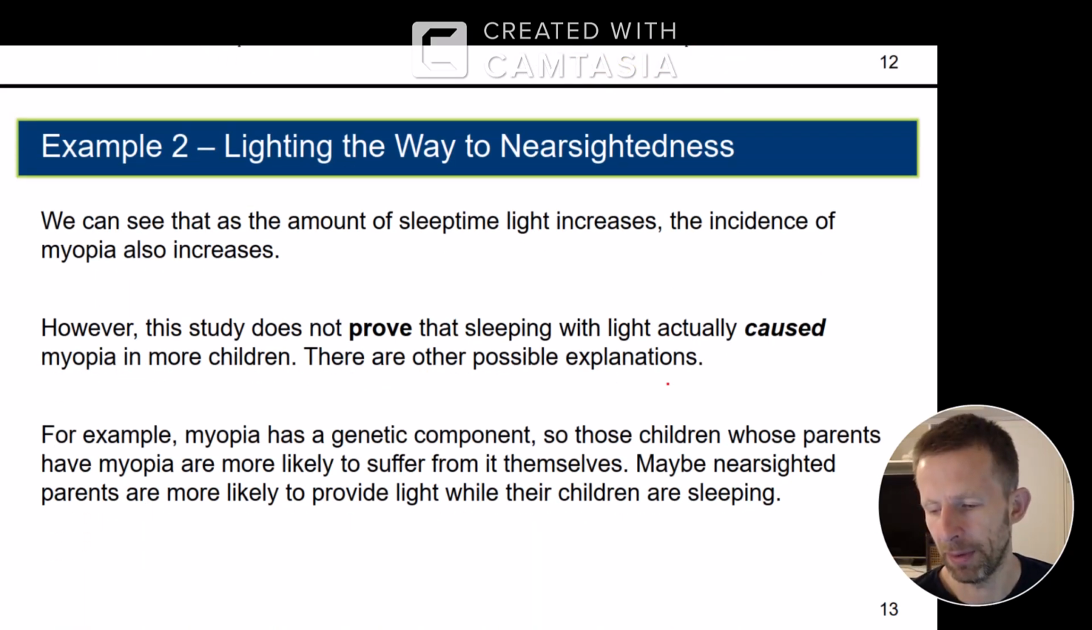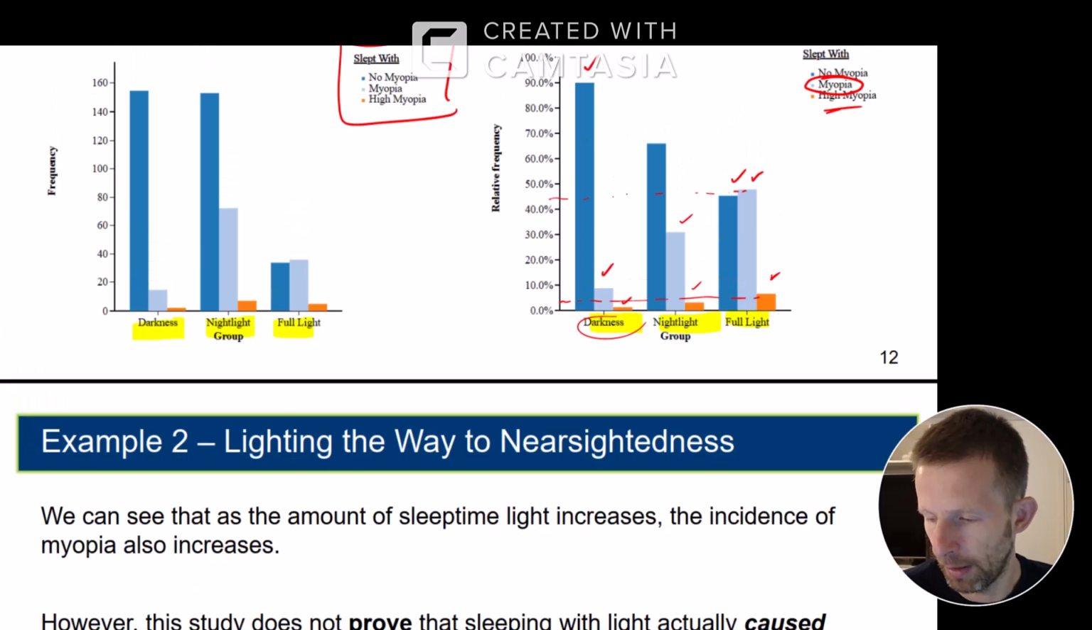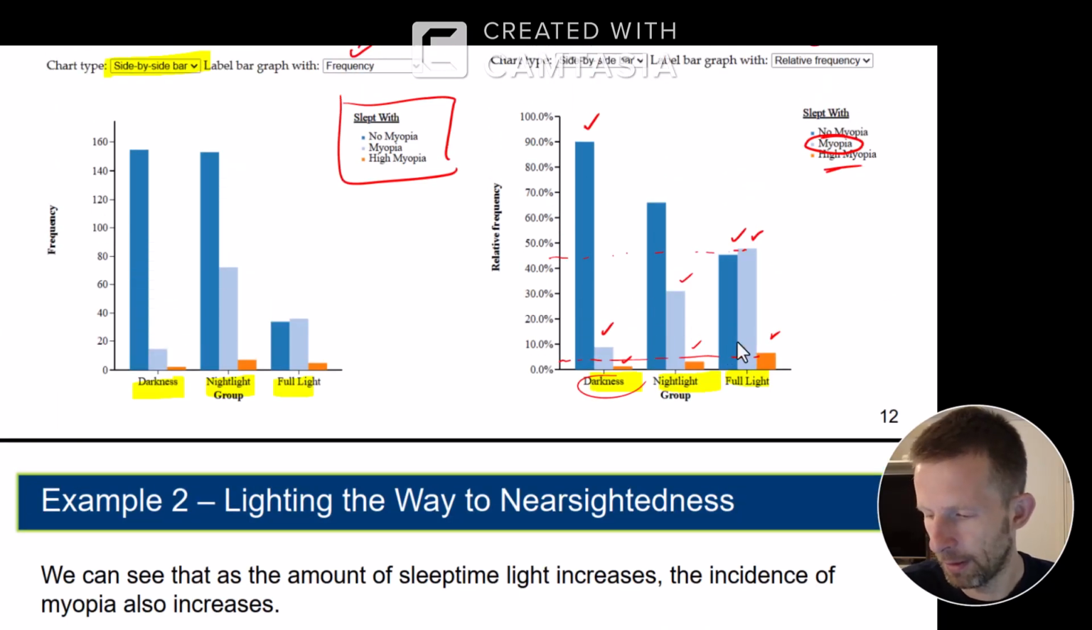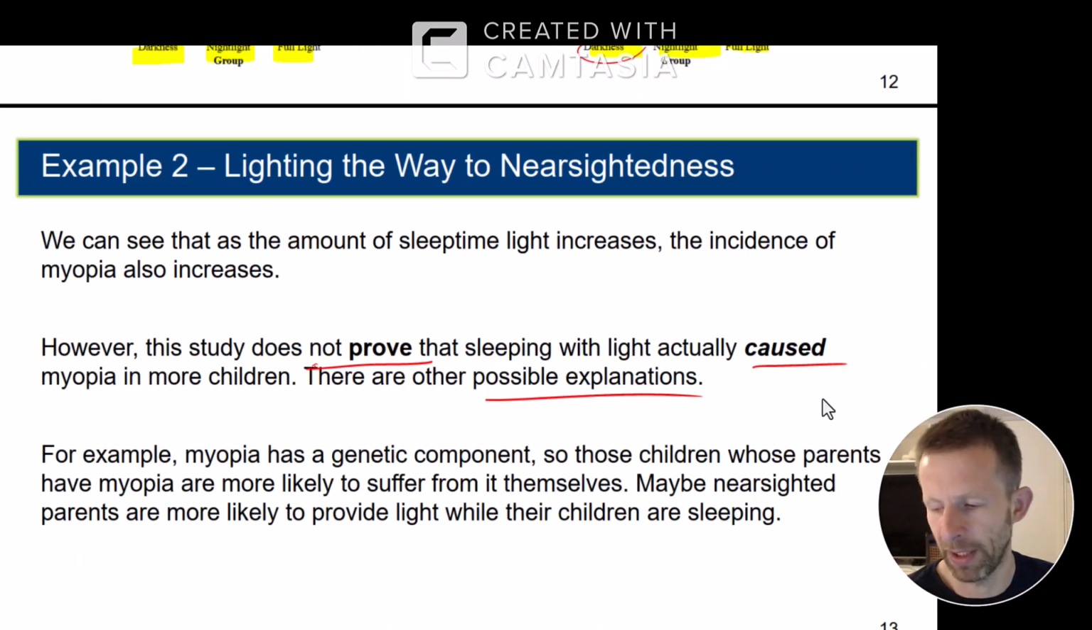We can see that as the amount of sleep time light increases, the incidence of myopia also increases. However, the study does not prove that sleeping with light actually caused myopia in more children. This is true because if it did, then these would be significantly higher. There would be no kids with no myopia that were raised in a full light sleeping environment. So there are other possible explanations, and this is something that we'll talk about when we talk about experimental design.